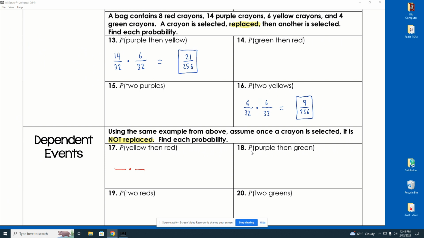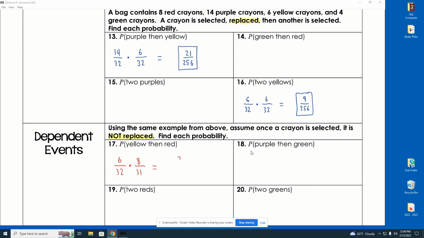Here's the difference. I reach down to this bag that has how many crayons? 32. How many are yellow? 6. But what do I do with that crayon? I put it on the table. I reach back into this bag. Now how many total crayons are in there? Only 31 now. See? Dependent. What I just did affects what I'm about to do. You understand? Now out of those 31 crayons that still remain, how many are still red? 8. So it's 6 over 32 times 8 over 31, which is 3 out of 62 when you type it in your calculator.